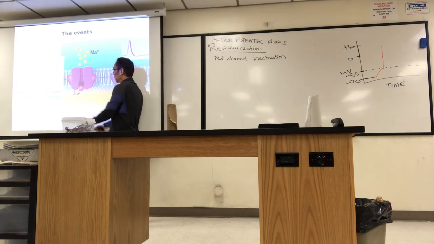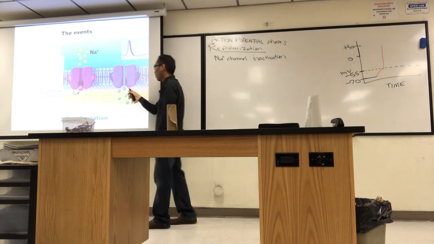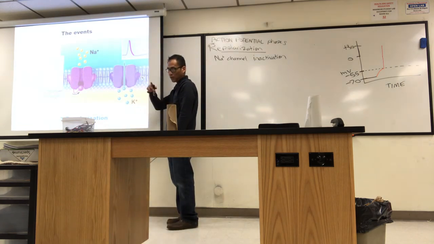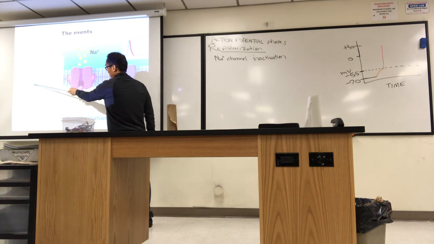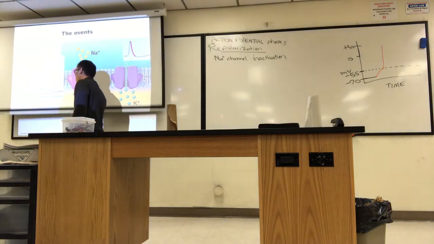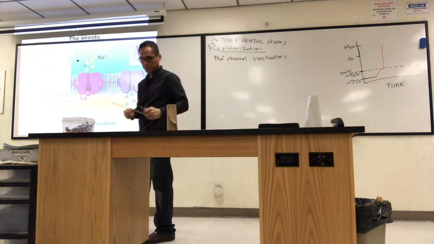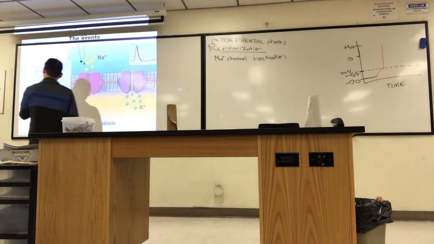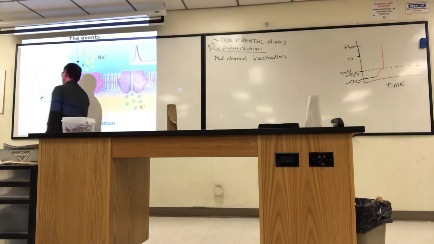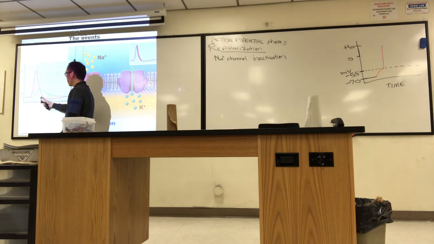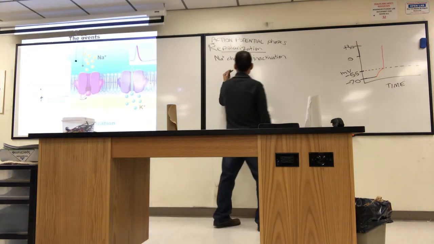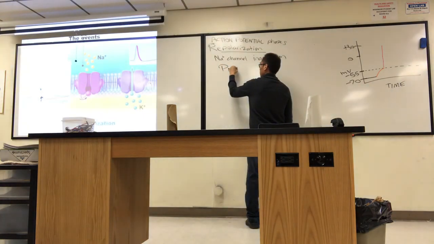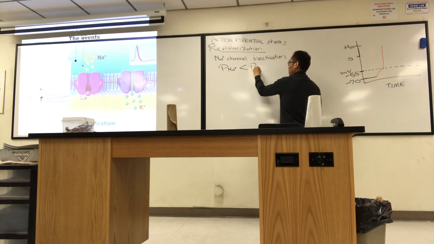So the permeability to sodium is basically super low, but now the permeability to potassium is super high. So look where I'm pointing right here. This is really important. Right there, when permeability is completely off for sodium, it's like the highest for potassium. That's what I'm trying to get you to see. So during repolarization, because of the sodium channel inactivation, the permeability of the cell to sodium is much less than the permeability to potassium.